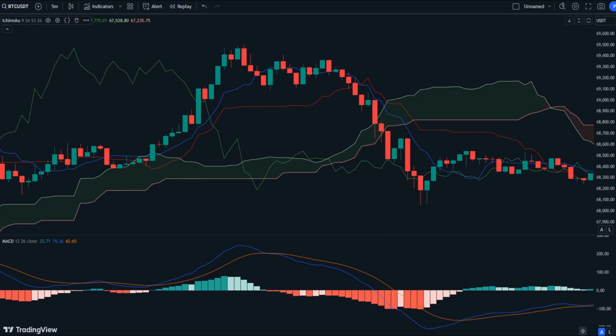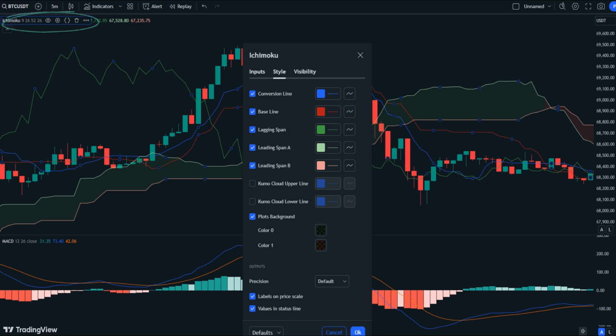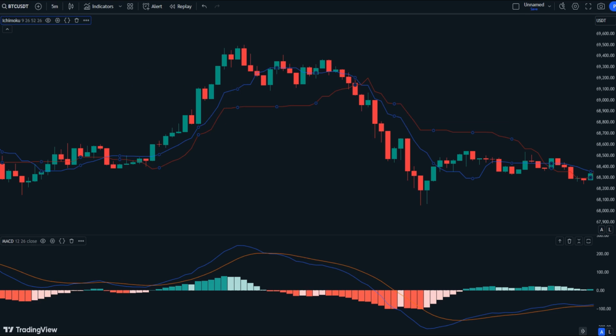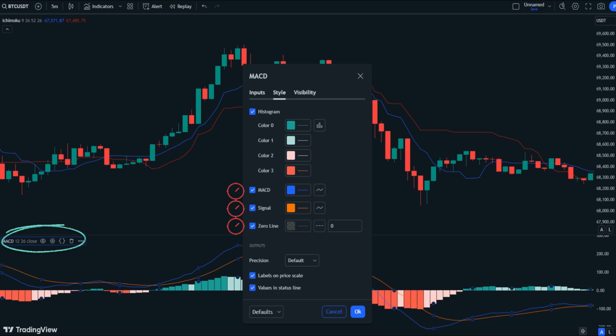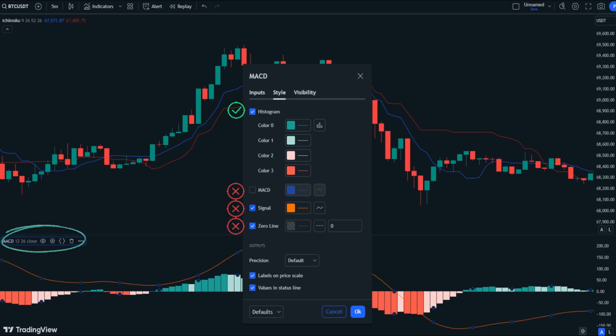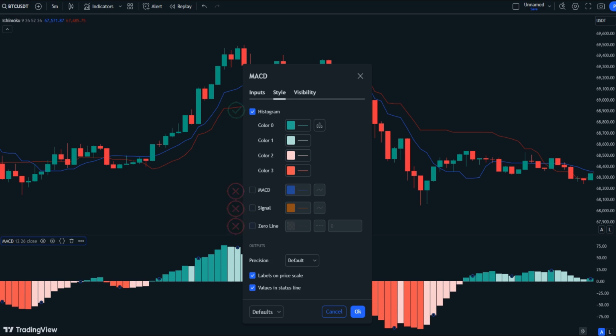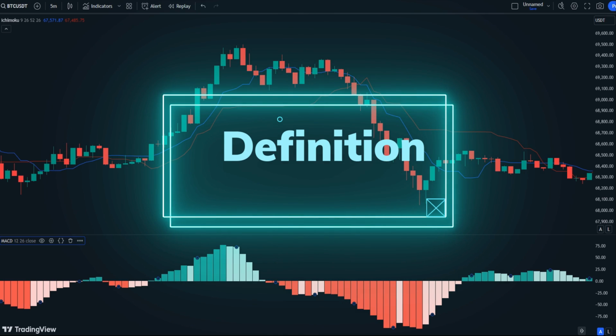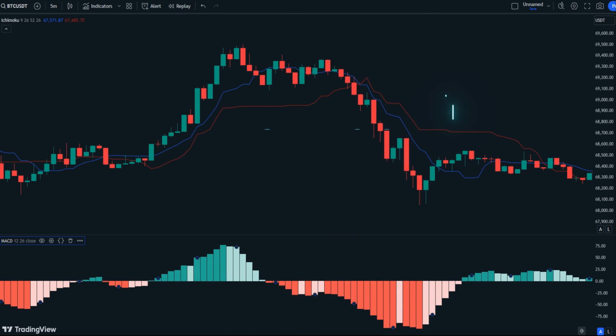However, not all these lines are necessary. Go to the indicator settings in the top left corner and on the desired page, uncheck everything except for the conversion line and the baseline, then click OK. We go back to the MACD settings and uncheck all options except for the histogram. In summary, to better understand how this strategy works, we will delve into the concept and definition of these lines.